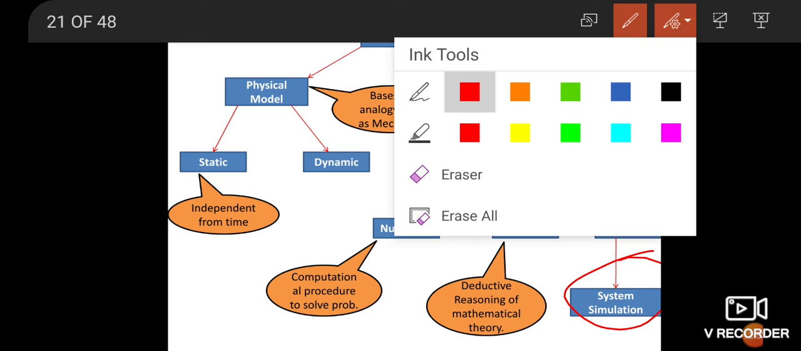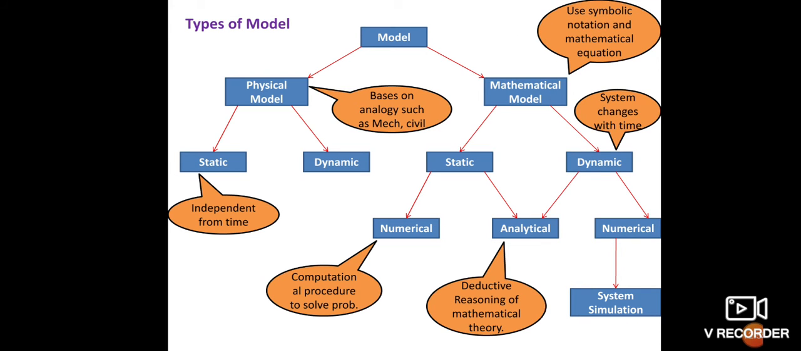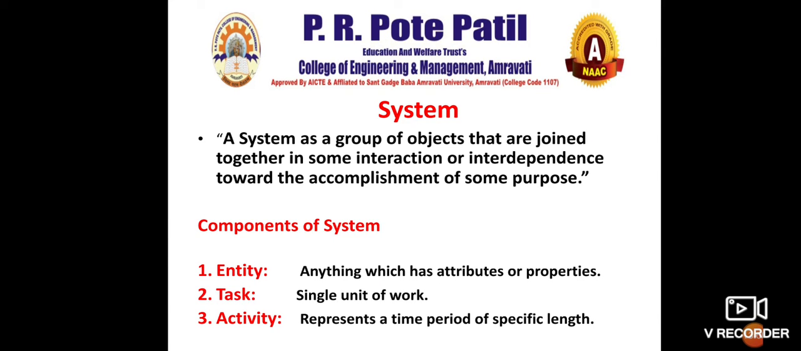That is called system simulation. So these are the different kinds of models. When we go for a project work, surely you must go for these things like a model and everything. Now we have been discussing the word system for a long time, so let us go into details about what exactly we mean by system.